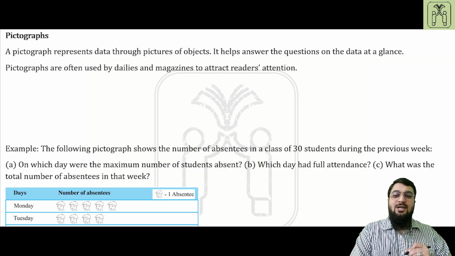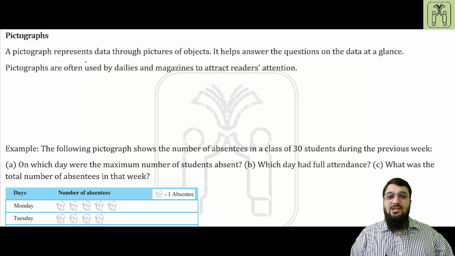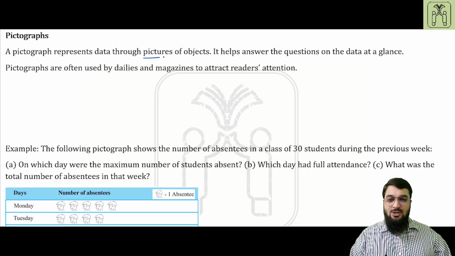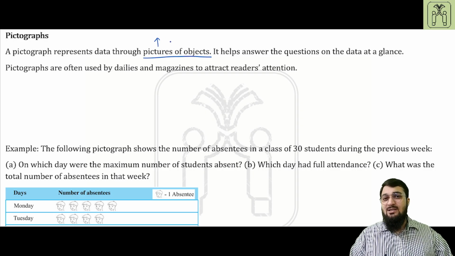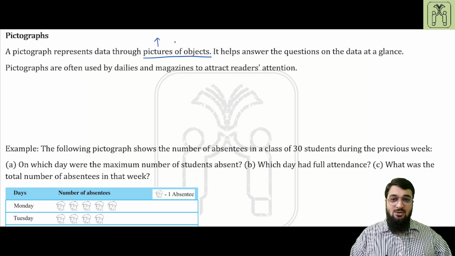So we'll read the definitions as per the NCERT to have a much clearer picture of a pictograph. A pictograph represents data through pictures of objects. That is what I told you: through smileys, symbols, images, or any other means that can be used as a representation of that object. It helps answer questions on data at a glance.